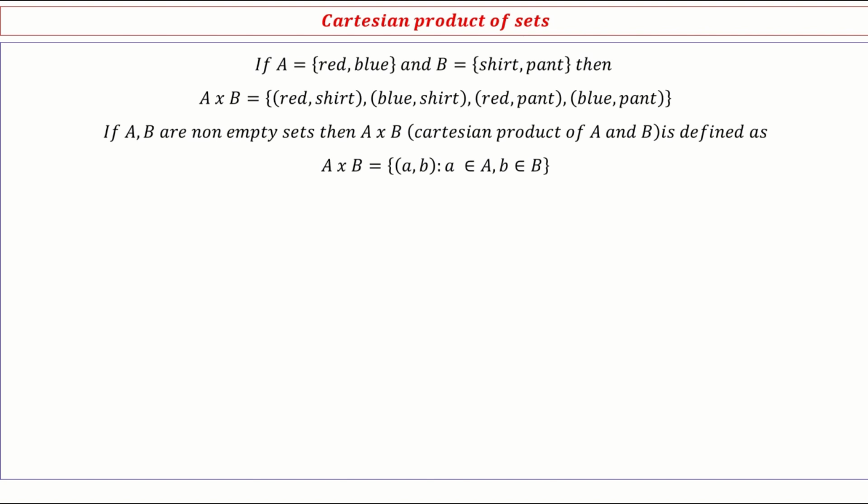If I write it in the roster method, it will be A cross B equal to A into B, or A cross B equal to the ordered pair (a, b), such that a belongs to A, b belongs to B. This is the simple set builder method.